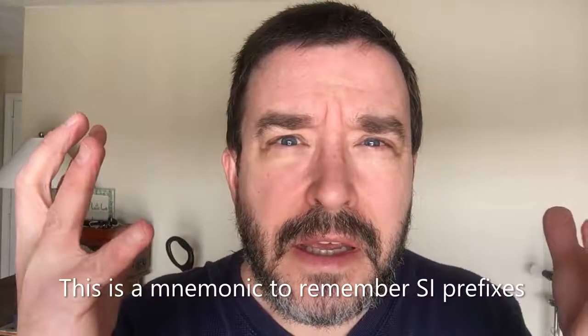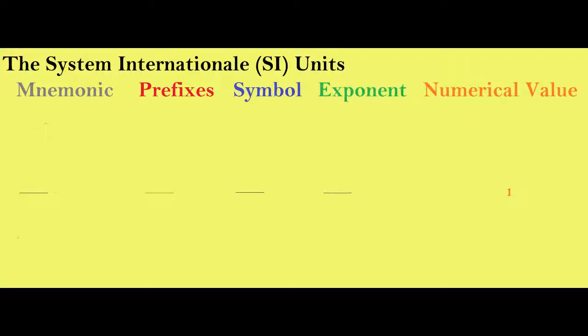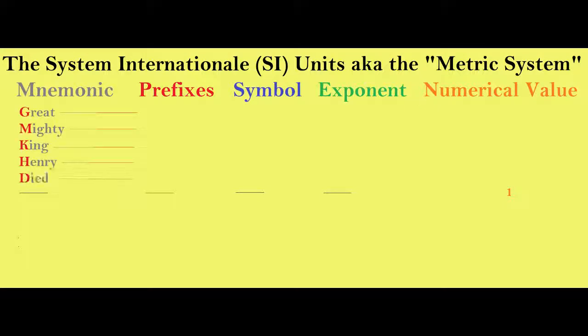Great, mighty King Henry died drinking chunky malted milk at night. The System International, or SI units, you probably know it as the metric system. So let's start off with a mnemonic that'll help you remember all the prefixes that we want to use in this lesson. Great mighty King Henry died drinking chunky malted milk at night.